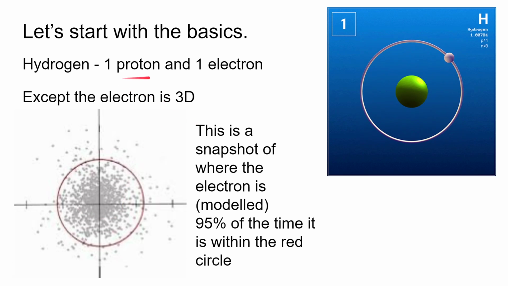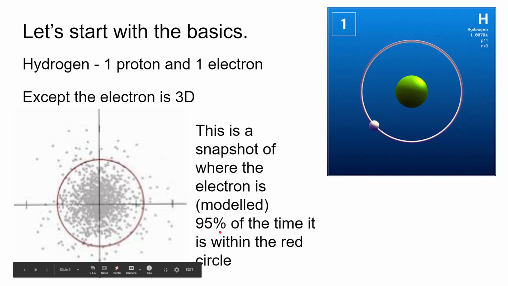So hydrogen has 1 proton and 1 electron. You might imagine it like this, except the electron is 3D, and it's going at about 50% the speed of light. So instead of making our atom look like this, it kind of looks like this. This is a snapshot of where the electron is. It's modeled, and so each dot is where it is at a moment in time, and 95% of the time it is within this red circle.